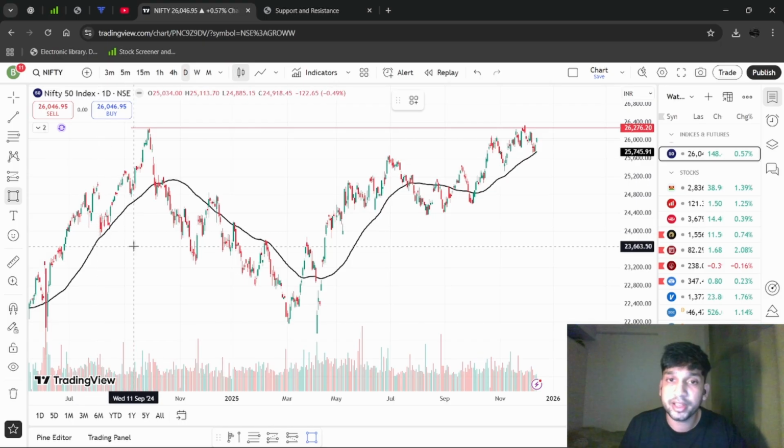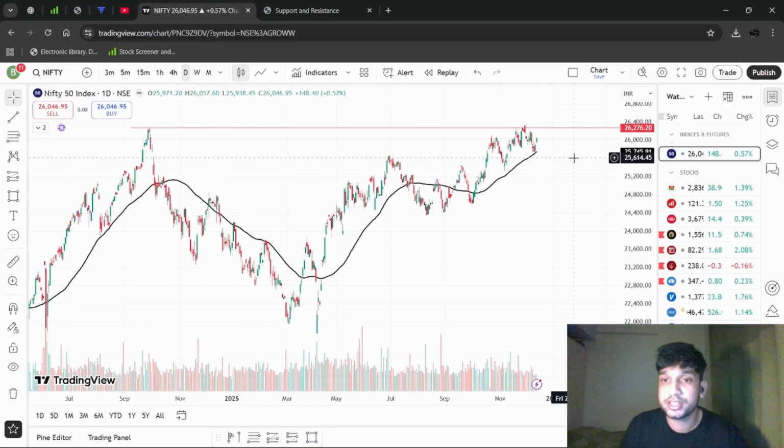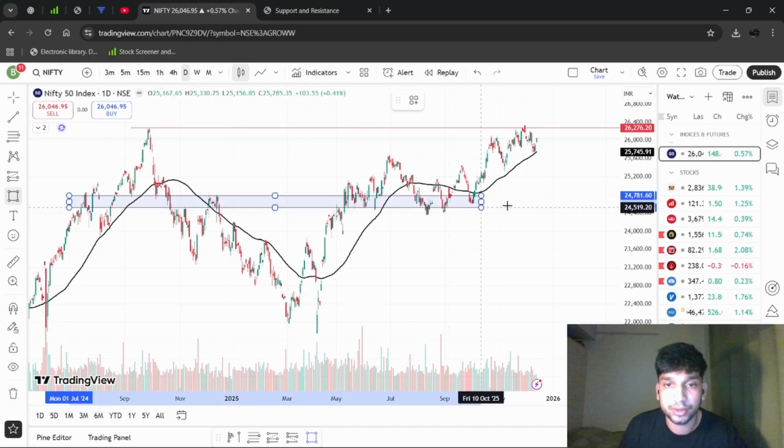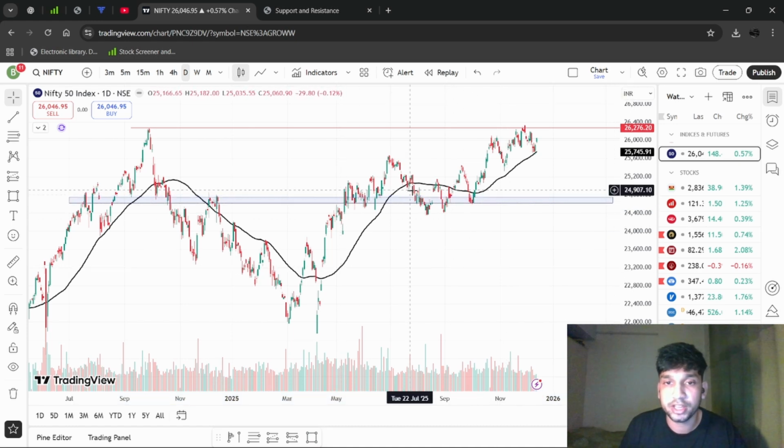So where should we mark support and resistance? So you need to find tops and multiple tops at the same price level. So you can see here, the Nifty has made multiple bottoms around this area, so you can mark those out. This is the price where the Nifty has taken support multiple times. You can mark this out. So this is one of your supports.